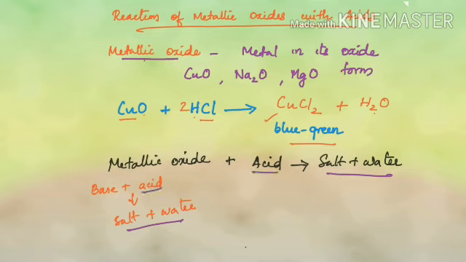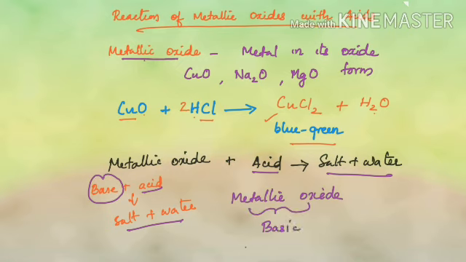So what else is left over here? Only one base is left over here, right? So from this equation we can say that a metallic oxide is having a basic nature. It will behave like a base. So we say that metallic oxides are basic in nature.